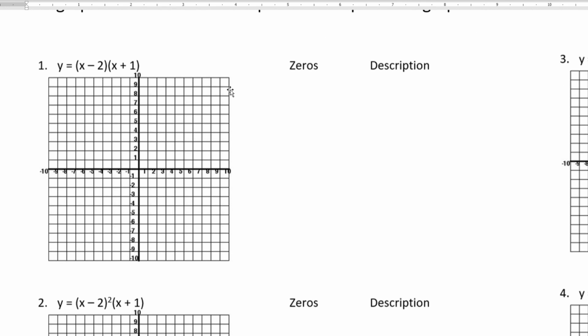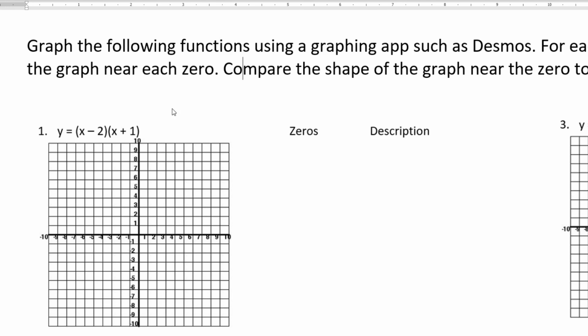Okay, so the first function that we're looking at is y is equal to (x minus 2)(x plus 1). If we take a look at this, the zeros, or the x-intercepts, are as follows. x is equal to 2, and that came from the factor x minus 2, which was raised to the power of 1, right? The exponent on that factor is 1. So therefore, it's going to behave linearly through that x-intercept.